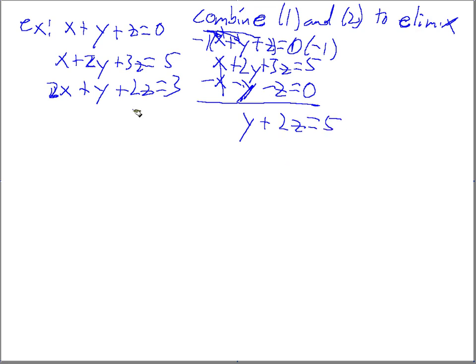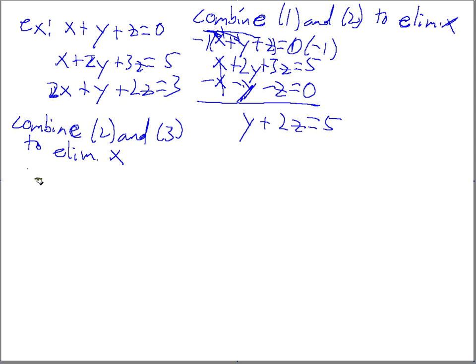Now, let's look at the second combination. This time, I'm going to combine equations 2 and 3. Again, the key is to eliminate the same variable, x. So you have to eliminate the same variable to narrow it down to a 2 by 2 system of y and z. So let's combine equations 2 and 3. Again, the key is to eliminate the same variable. So we're going to eliminate what? x still.